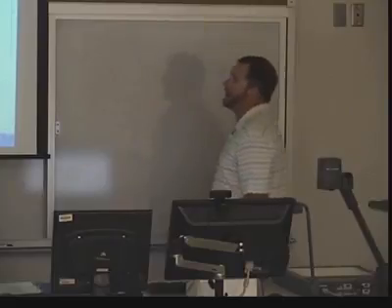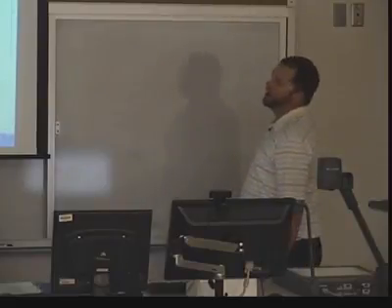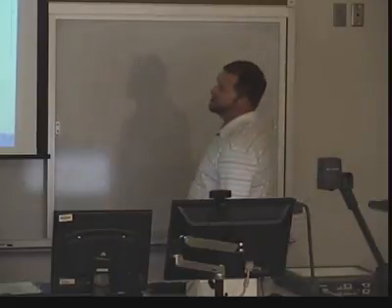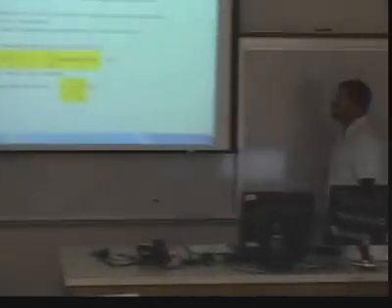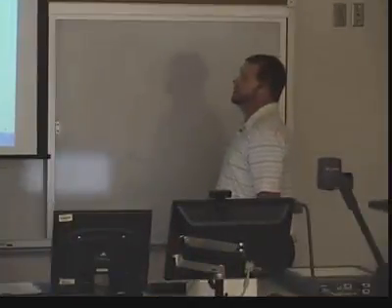Then we have 6.1, 6.2, and 6.3. 6.1 is basically just definitions. 6.2 is more definitions, but we also do this sampling distribution, right? Be able to find the sampling distribution of a sample statistic.